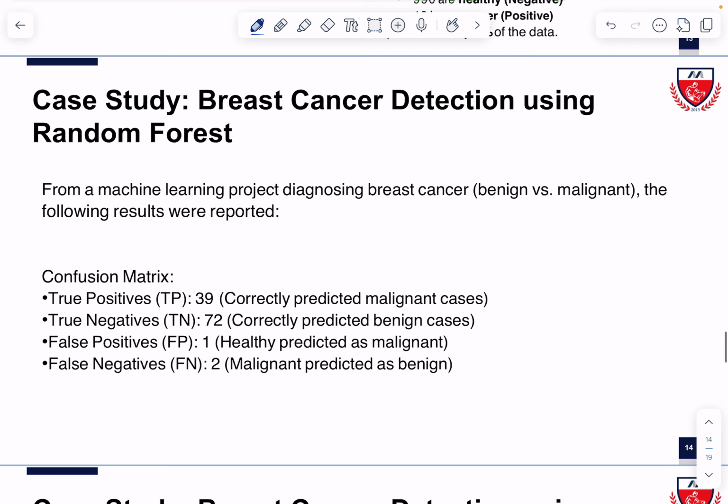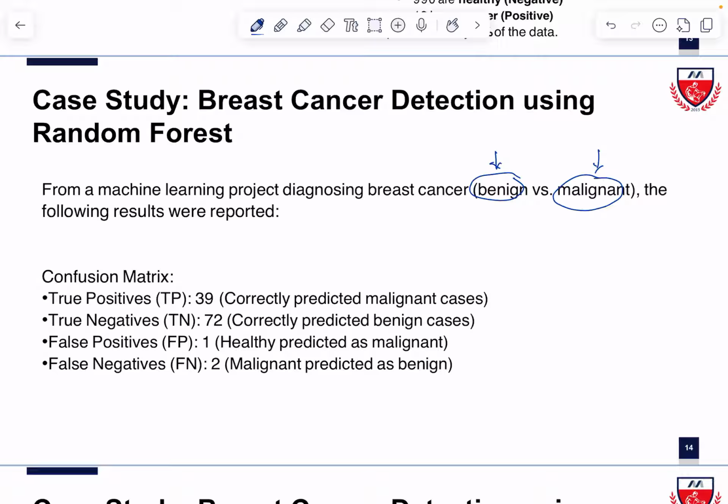Okay, so we have a breast cancer detection using random forest. So what this means is that there are actually studies that have already been done. So from a machine learning project, diagnosing breast cancer benign versus malignant. Benign means that it is not harmful. Malignant means that there is a harmful substance or something. So harmful and not harmful na lang.